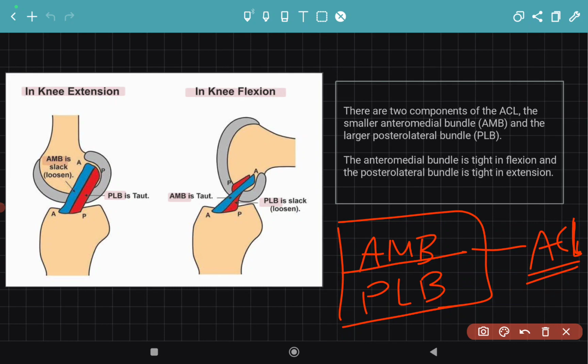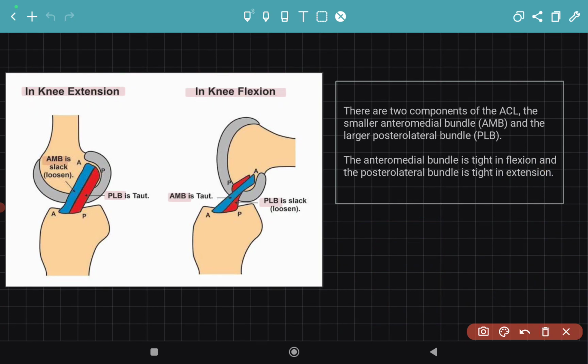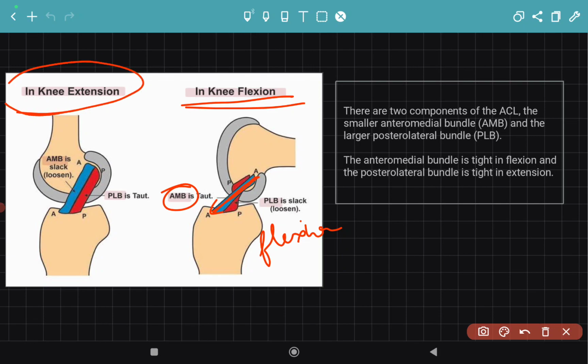Now during performing certain movements at the knee joint, we consider knee flexion and knee extension. So during knee flexion, which bundle gets tighter? The anteromedial bundle. We can appreciate the blue one is the anteromedial bundle, which is getting tight during the flexion movement. So here the knee flexion is going on, where we can see the anteromedial bundle of the ACL ligament getting tighter, and in knee extension the opposite thing happens, where the posterolateral bundle, which is over here, tightens and the anteromedial will loosen.